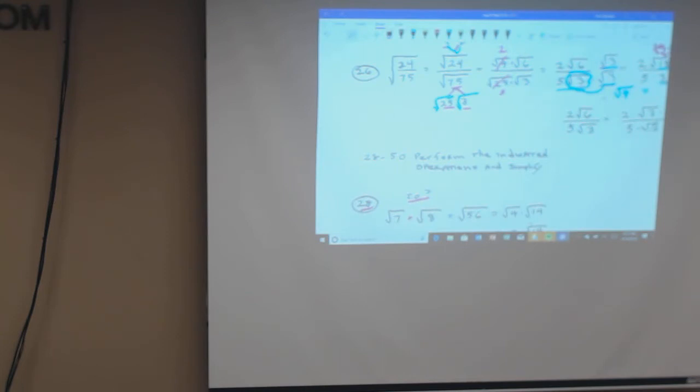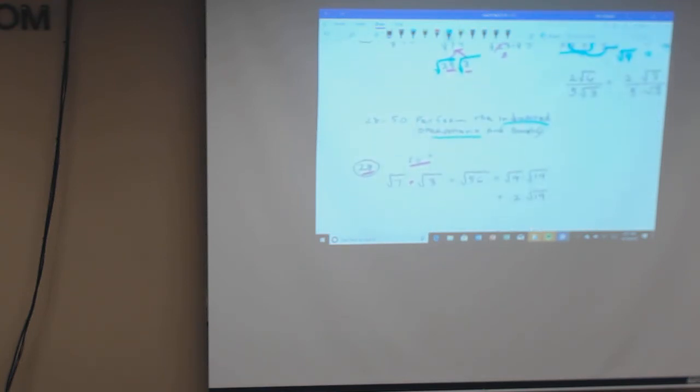Perform the indicated operation. What's the operation for 28? See that little dot in there? What does that mean? Multiply. Since I have the 7 under a radical and the 8 under a radical, I just go 7 times 8 is 56.